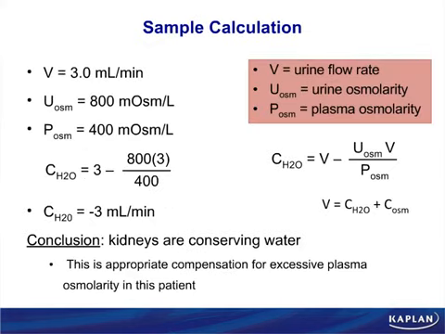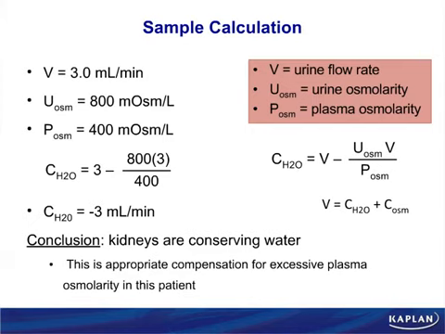So here's a sample calculation for calculating the free water clearance. Here you see the urine flow rate is 3 milliliters per minute, the urine osmolarity is 800 milliosmoles per liter, and the plasma osmolarity is 400 milliosmoles per liter. So if you calculate this equation, you take the urine flow rate, which would be 3 milliliters per minute, and you subtract from that the urine osmolarity times the urine flow rate over the plasma osmolarity. If you calculate that, you will see that comes out to be 6 milliliters per minute. 3 minus 6 milliliters per minute will give you a free water clearance of -3 milliliters per minute.